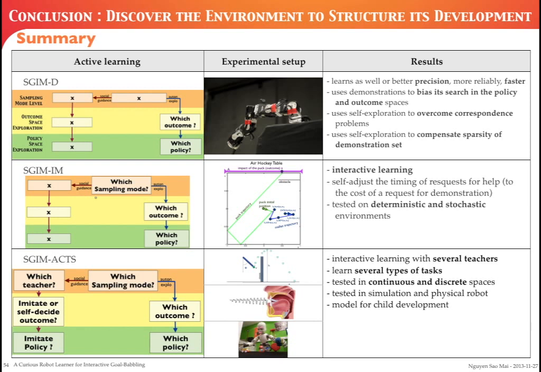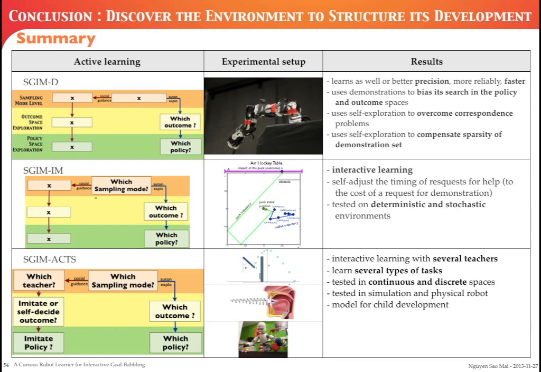And here we have a system for interactive learning, which decides when to interact or not, and which self-adjusts its timing for requests for help to a teacher, depending on the cost of a request. And it was tested both in a deterministic and a stochastic environment. And finally, we have the SGIM-ACTS, which can decide which sampling mode and which teacher to use, either to imitate or emulate, and also which outcomes it wants to focus on.